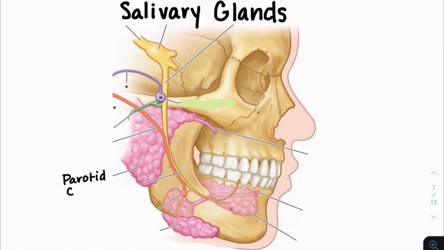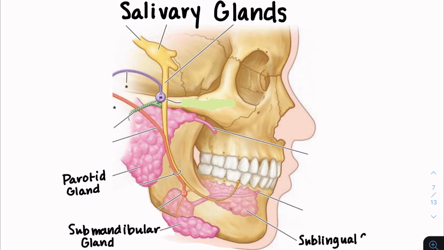is the largest of the salivary glands and is located anterior to the ears. The submandibular glands are located along the body of the mandible. The sublingual glands are located on the floor of the mouth. Each salivary gland has a ductal system to release saliva into the oral cavity.